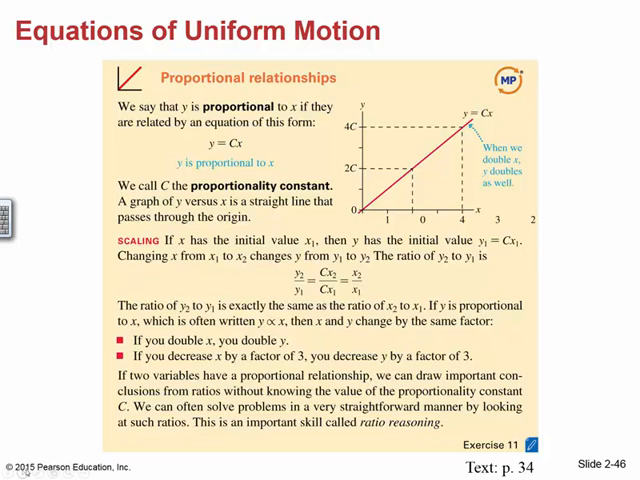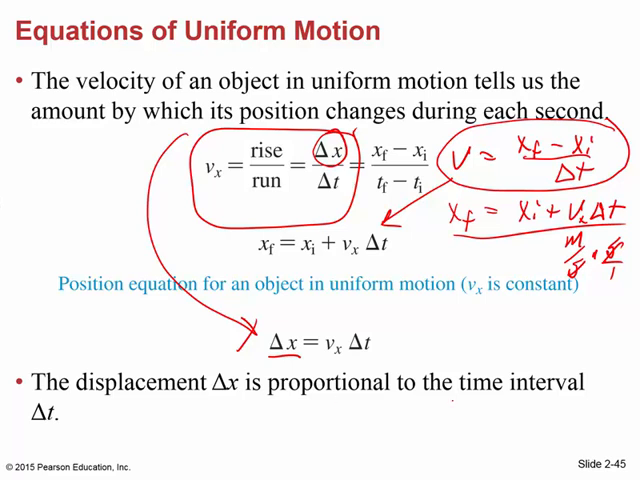Okay, some proportionality relationships here. They're just going over some rules that go back to your algebra, when you looked at straight line graphs and what we mean by proportional. They were talking about proportionality here: x is proportional to the time interval. What does that mean? That means the greater the time interval, the greater the change in x.